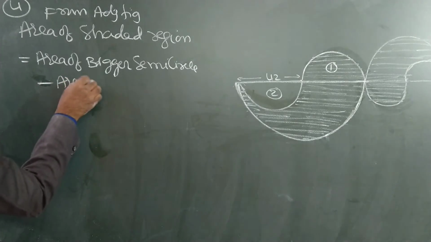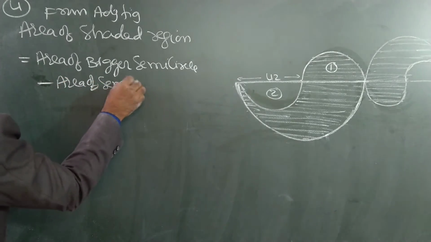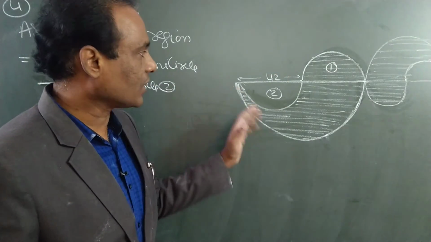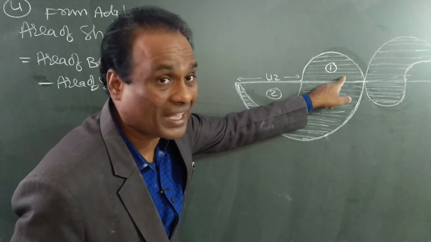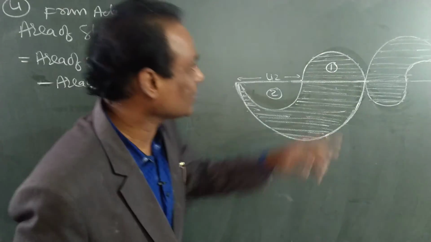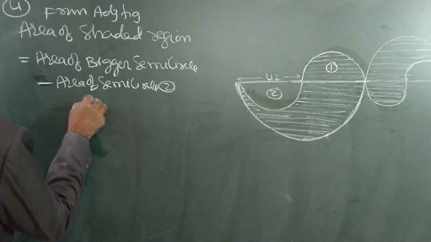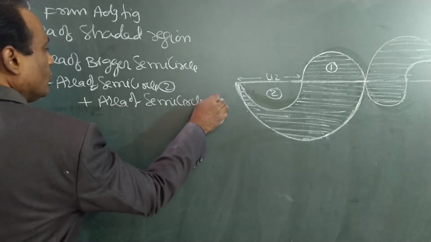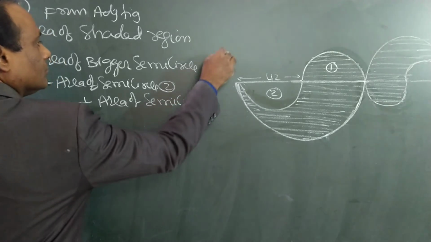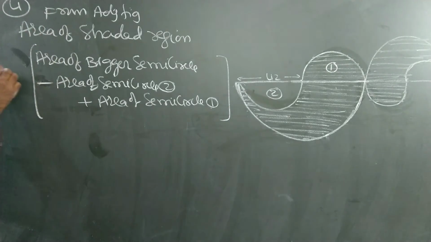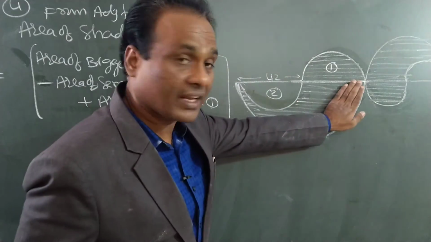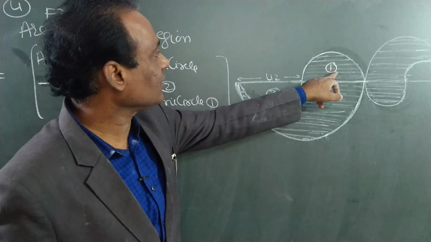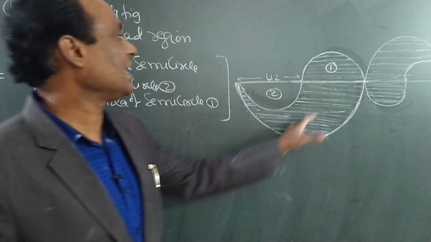Minus area of semicircle 2. This we have to subtract. Okay, so this area we got. But here also there is some area, this also we have to find, no? Because it is also shaded. Plus area of semicircle 1. Bigger semicircle minus smaller semicircle 2 plus this semicircle 1. So this shaded area we will get.